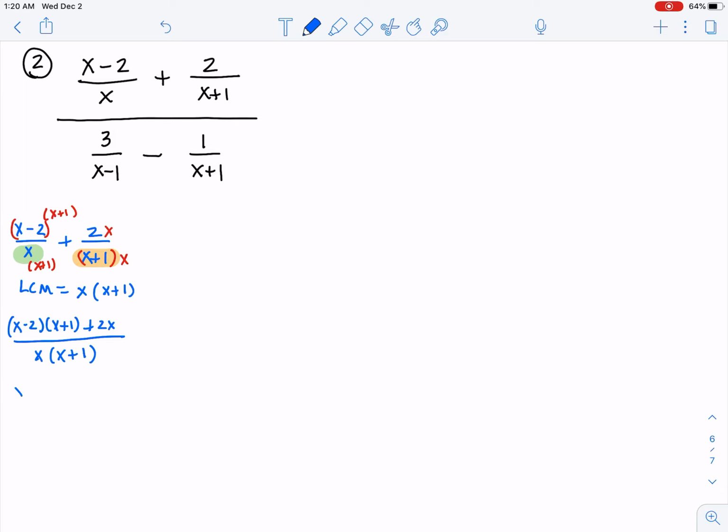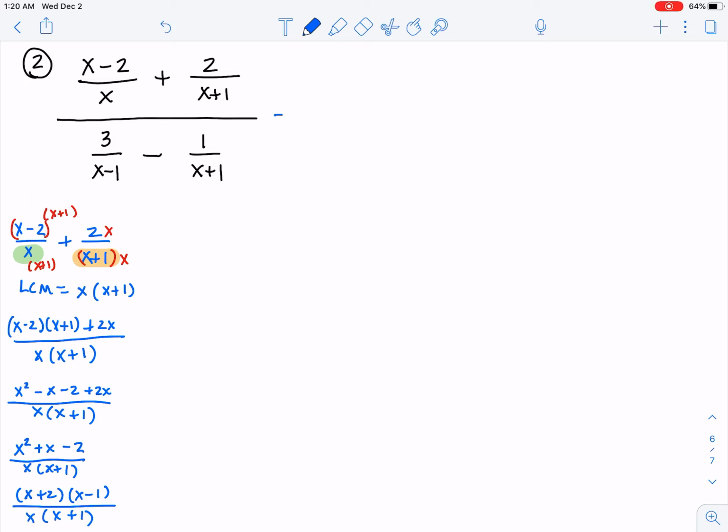Foiling that, x minus 2 times x plus 1 is x squared minus x minus 2. And then I have plus 2x all over the denominator. Well, that is x squared plus x minus 2 all over the denominator. Let's see, factor the numerator. That would be x plus 2 times x minus 1 over x times x plus 1.